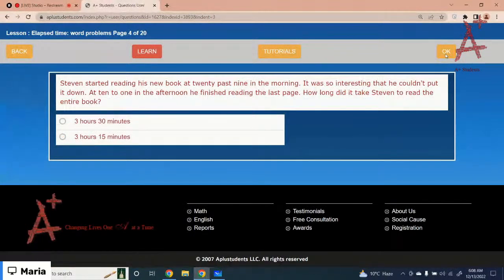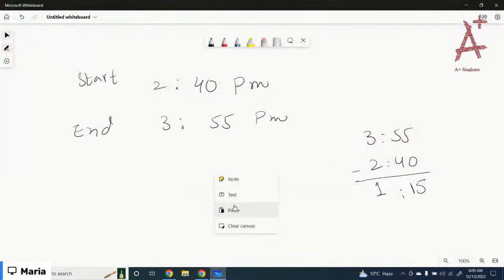Okay, Steven started reading his book at 20 past 9. It was so interesting that he couldn't put it down until 10 to 1 in the afternoon. At 10 to 1 in the afternoon, he finished reading the last page. How long did it take Steven to read the entire book? So he started at 20 past 9. That means it would be 9:20. Got it?